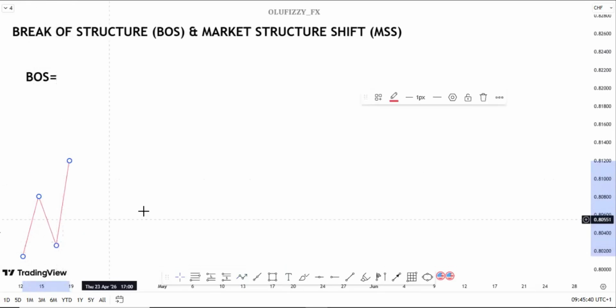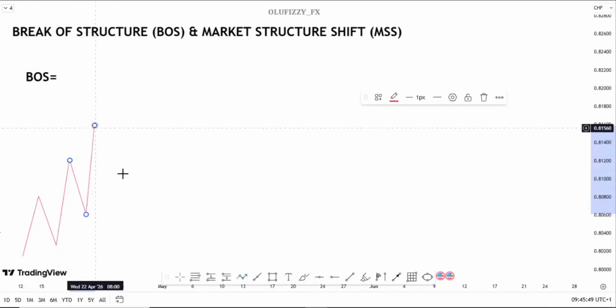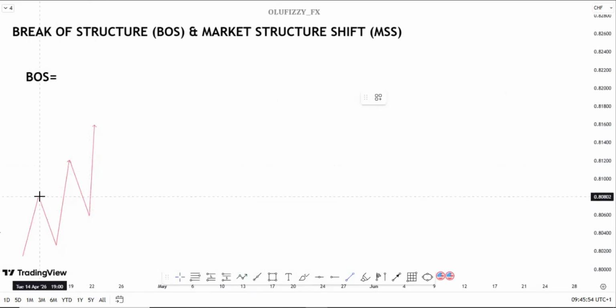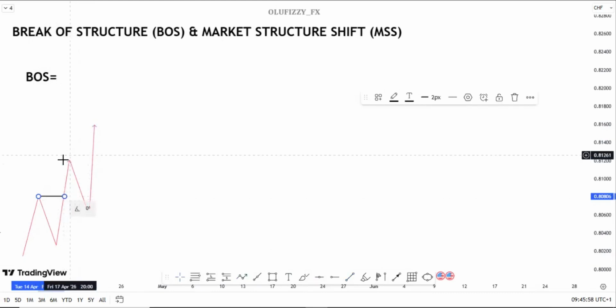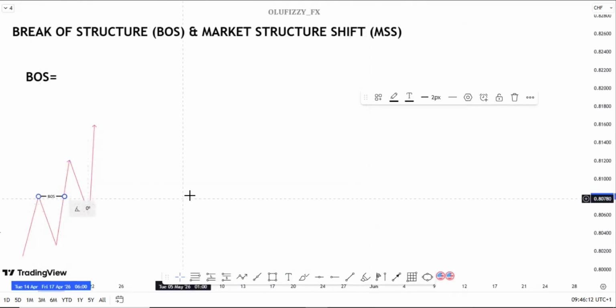Anytime you see price break a significant high in the direction of the current trend, that is what we know as break of structure. In this case, you see price take out this high. When price breaks this high to create this higher high, at this point, when price breaks this particular high, that is what we know as break of structure, which is BOS.